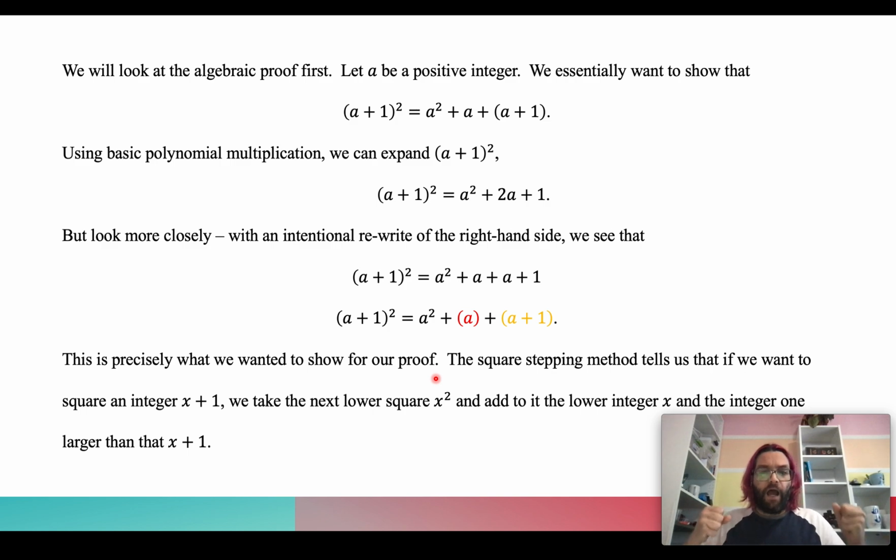And so, again, I'm communicating with the reader. I'm writing what I want them to think and what I want them to notice. At the end of this, I basically do a little bit of summary. The square stepping method tells us that if we want to square an integer x+1, we take the next lower square, x^2, and add to it the lower integer x and the integer 1 larger than that, x+1. Okay? So again, I'm basically providing a proof here.